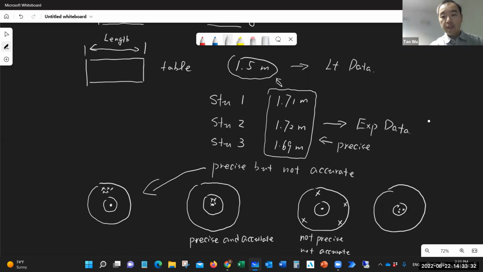Hopefully you can see the difference between those two. This one, the data aggregate together, but this one is scattered, but it's all close to the target. So those are four different situations about precise and accurate. Precise is talking about experimental data itself, how repeatable it is. Accurate talks about how far it is from the literature data. Precise and accurate. Are you clear?